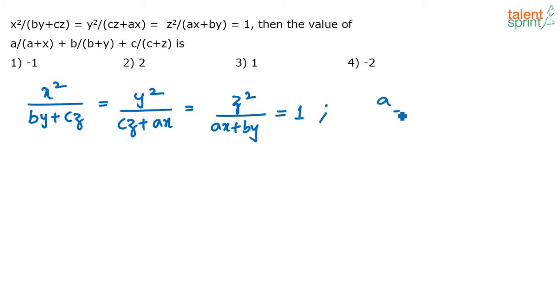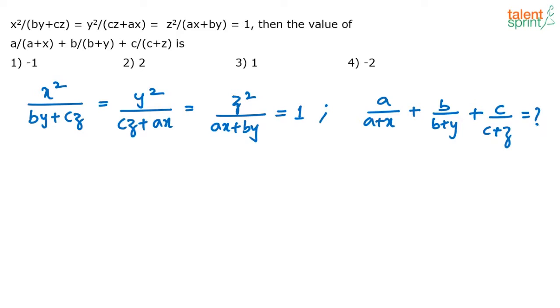the value of a by a plus x plus b by b plus y plus c by c plus z, right? Plus c by c plus z equals what? Options are -1, 2, 1 and -2.